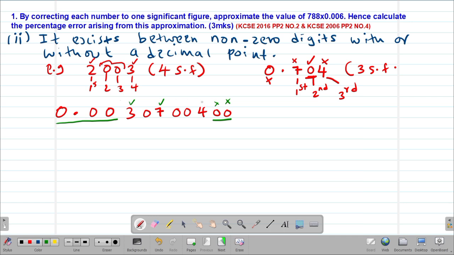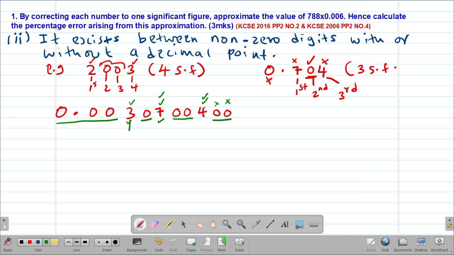7 is also significant. 4 is also significant because these are non-zero digits. However, the digit 0 existing between 3 and 7 is also significant due to the fact that it is existing between two non-zero digits. That is, it is existing between 3 and 7, which are non-zero digits. Also, 0, 0, these two are also significant due to the fact that they are existing between two non-zero digits, that is, 7 and 4.